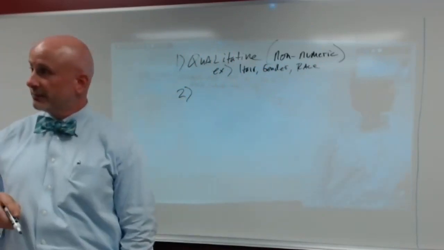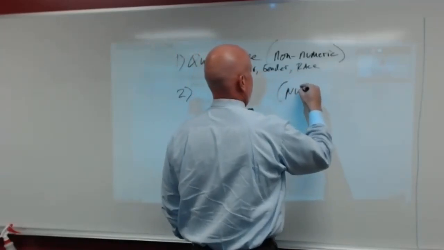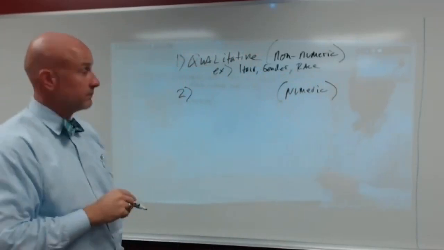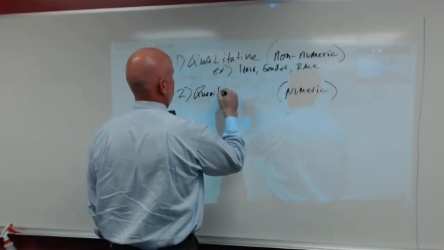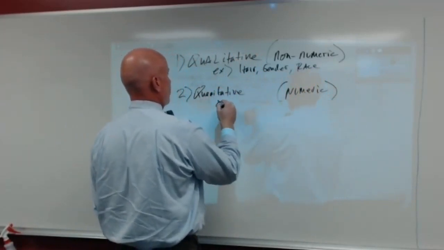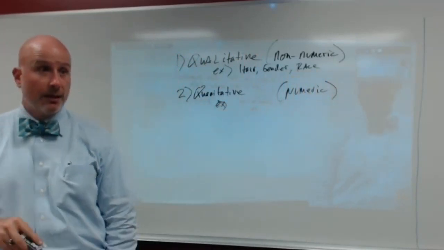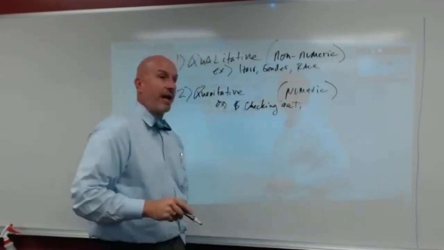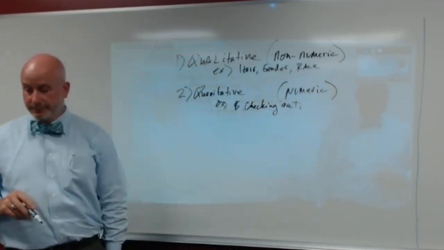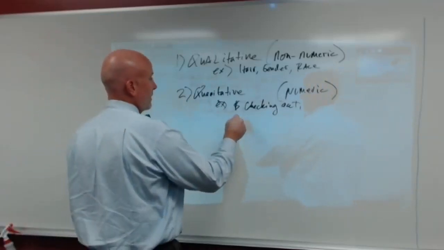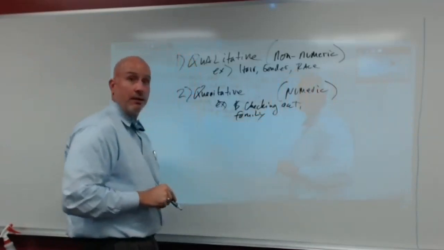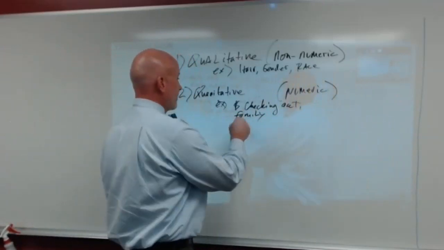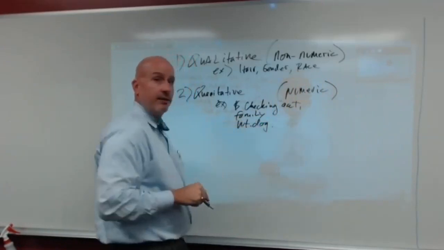If this is non-numeric, what do we call a numeric variable? Quantitative. So a quantitative variable, remember, is a numeric description. Example: the balance in your checking account, the size of your family. In our introduction, Lindsay tells us how big her dog is. The weight of your dog.